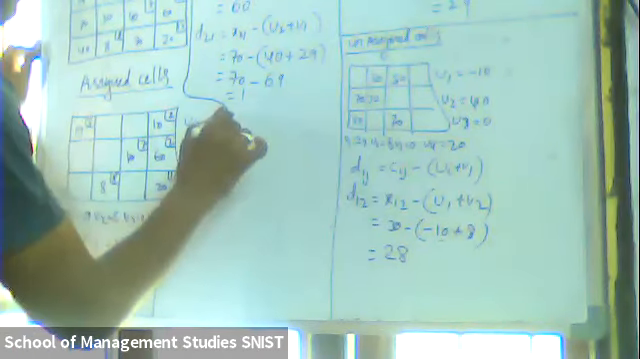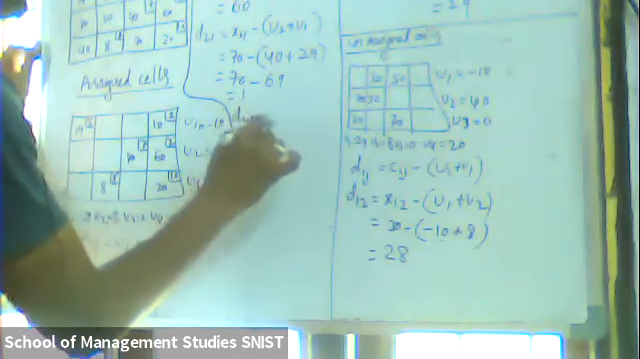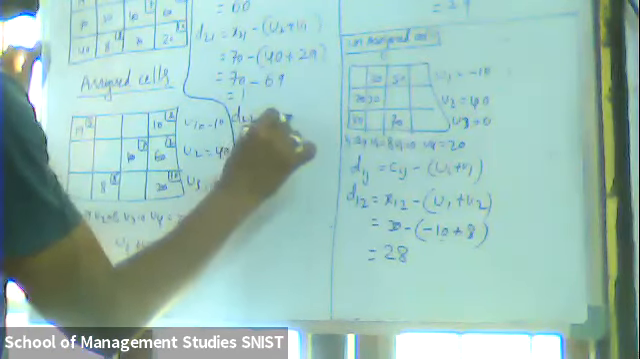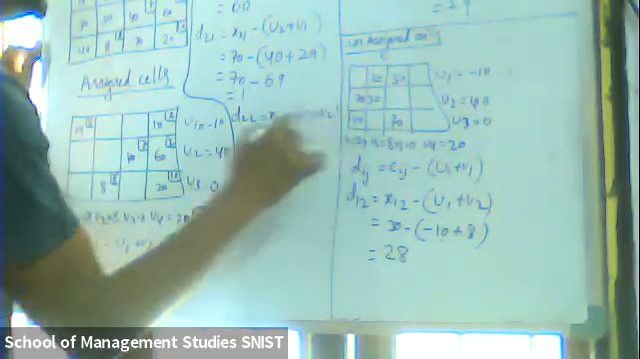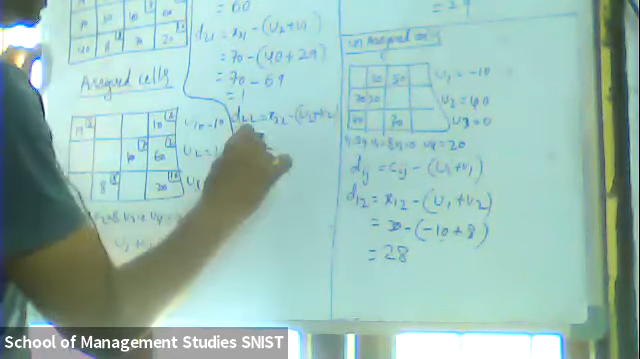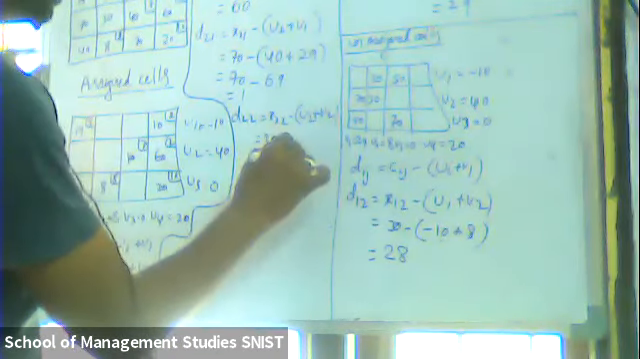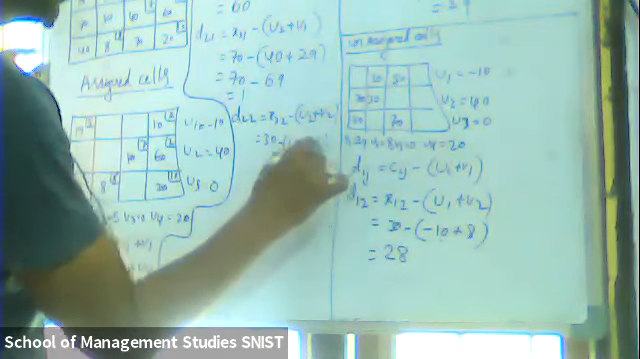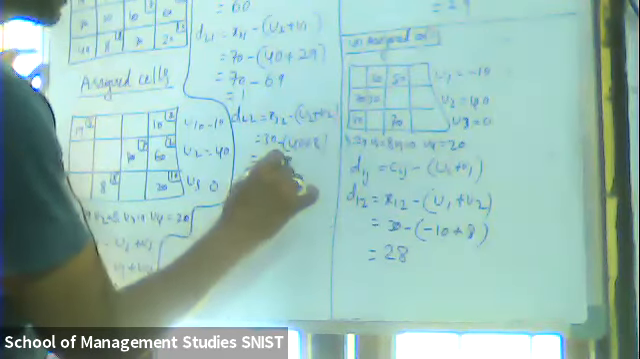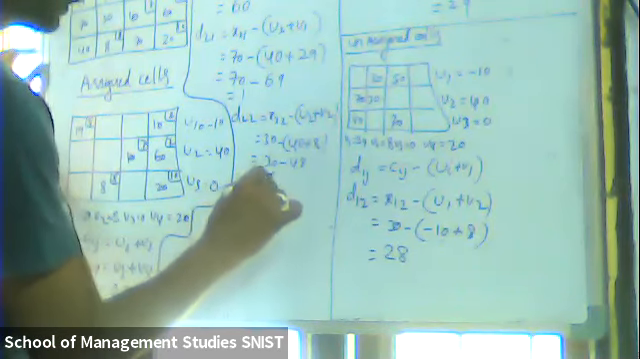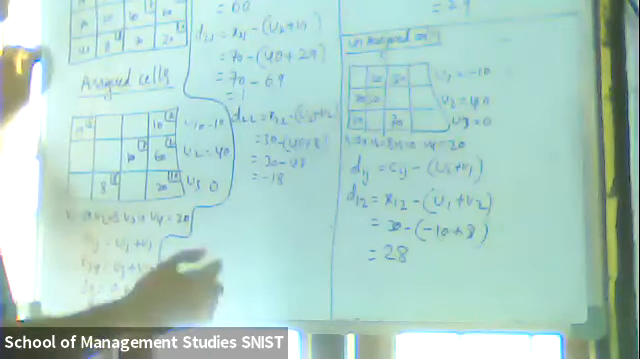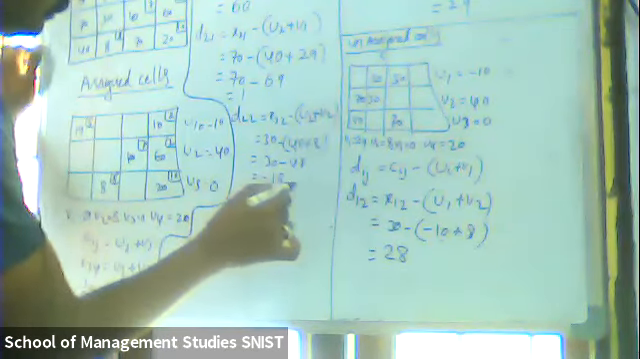Yes, sir. Now next, D22. D22 equals X22 minus (U2 plus V2). X22 is 30. 30 minus (U2, 40, plus V2, which is 8). So 30 minus 48, how much? Minus 18. So D22 is minus 18.